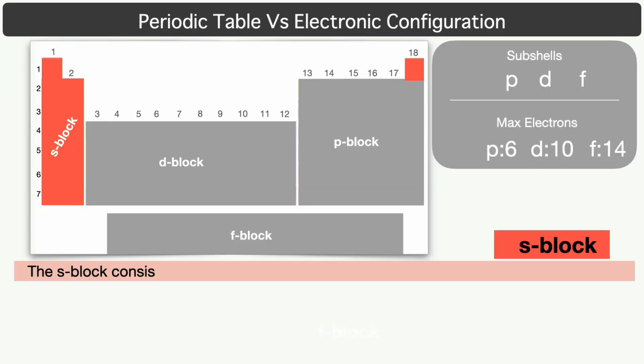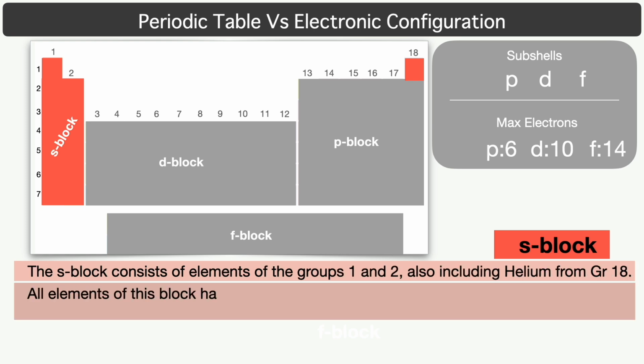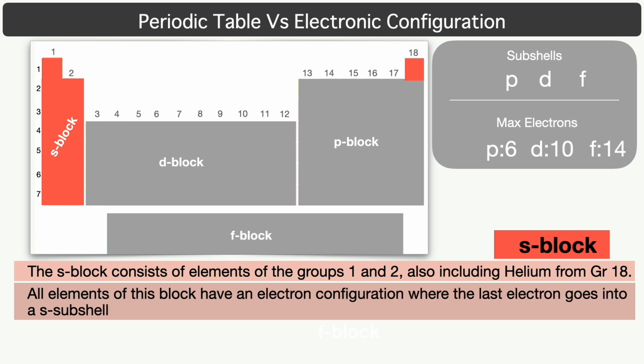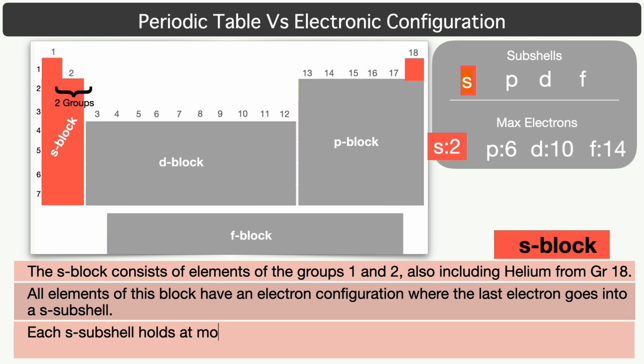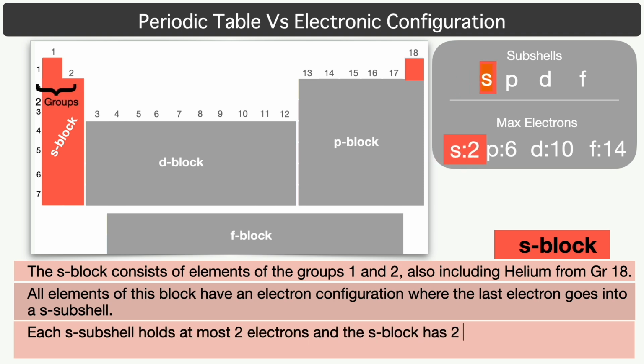The S block consists of elements of the groups 1 and 2, also including helium from group 18. All elements of this block have an electronic configuration where the last electron goes into a S subshell. Each S subshell holds at most 2 electrons, and the S block has two groups, group 1 and group 2.